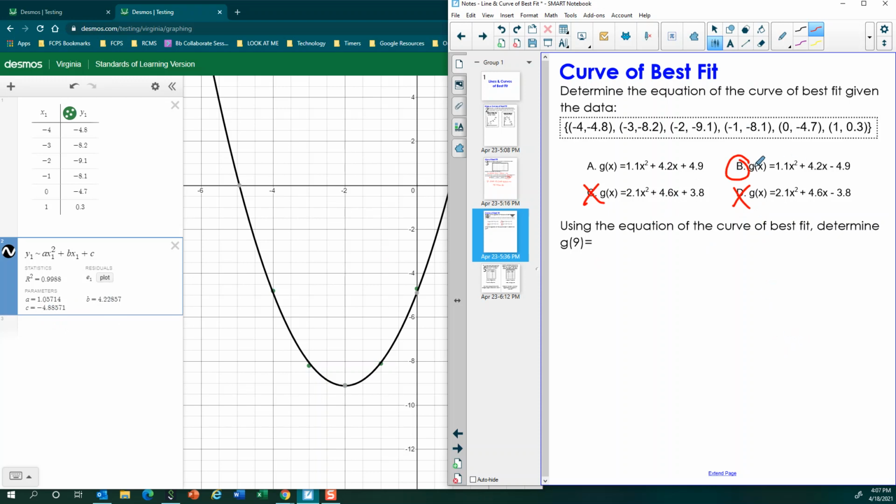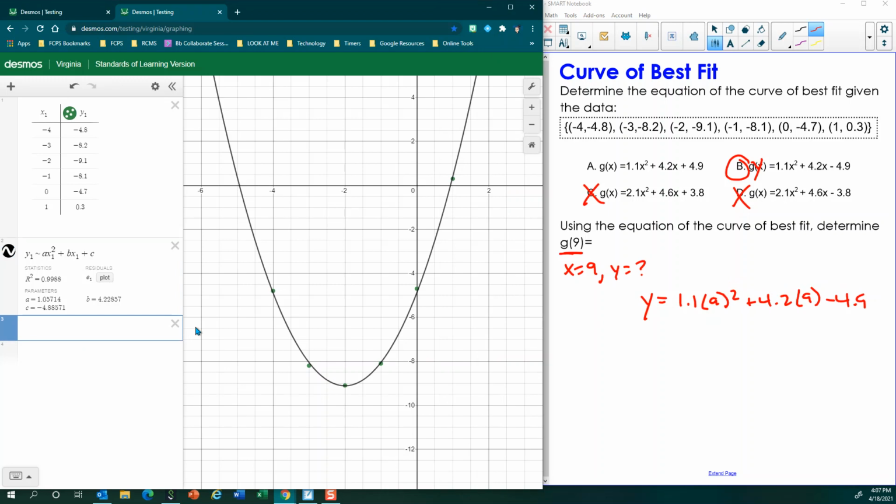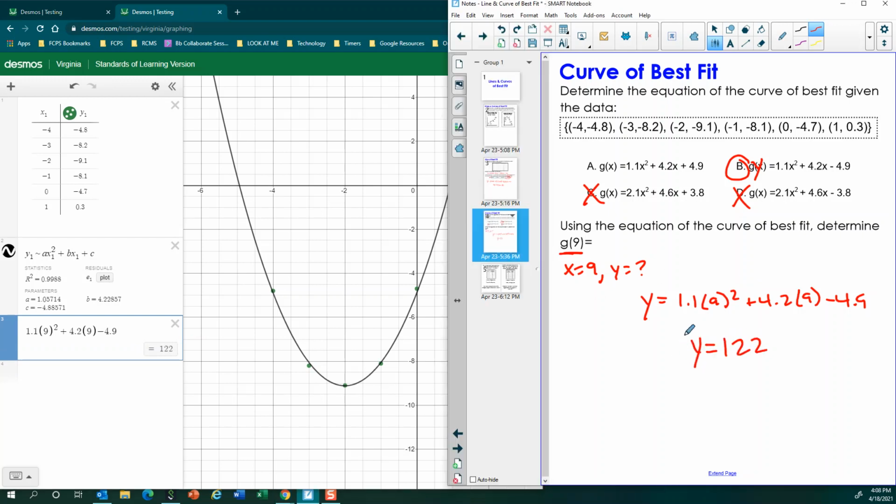This g of x is function notation. It's just the same thing as saying y equals. So when we're asked to use the equation of the curve to determine g of 9, this means that x equals 9, and we're looking for the value of y. So again, we're just going to substitute that in. We're going to say 1.1 times 9 squared plus 4.2 times 9 minus 4.9, and we can let Desmos do this for us. So if we just type in our equation, 1.1 times 9, make sure we square it, plus 4.2 times 9, and then minus 4.9, and that will give us 122. So y would be equal to 122.